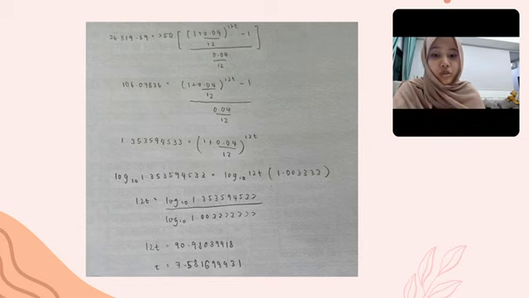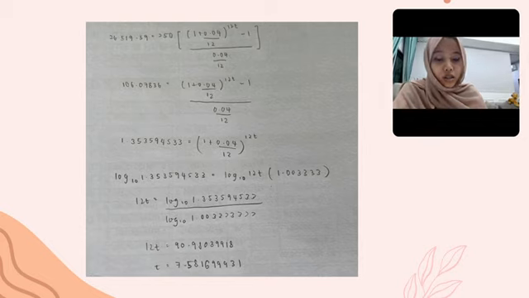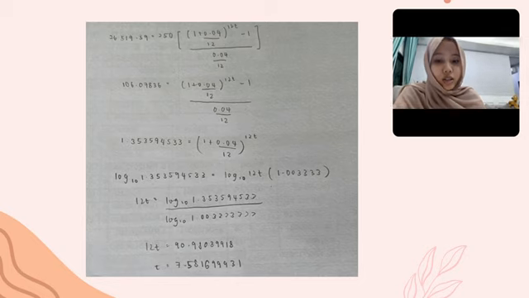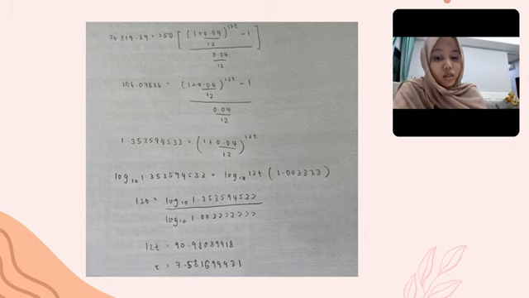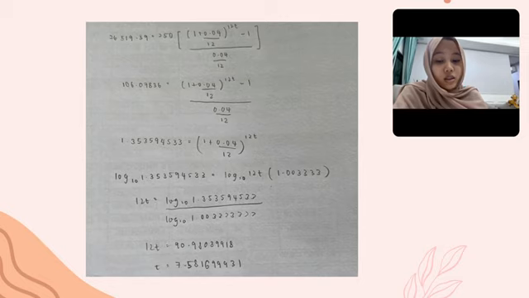Open bracket 1.003333. So 12T equals log 10 of 1.353594533 divided by log 10 of 1.00333333. 12T equals 90.98039918. T equals 7.58169991.